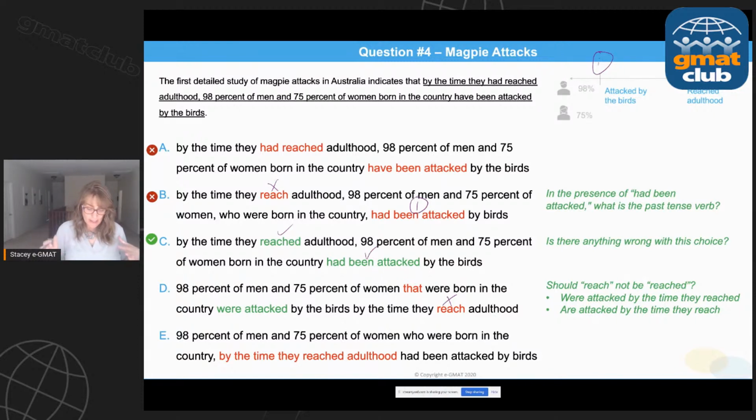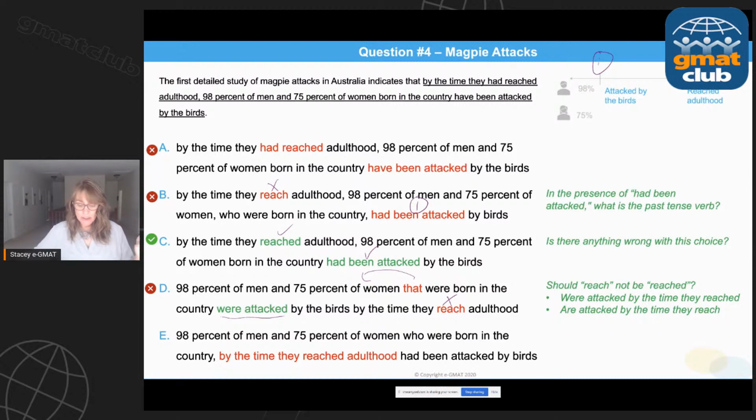So we have "were attacked" working fine, but the use of "that" here is problematic because "that" should not be referring to men and women. So we have an error that's not a verb tense error introduced, and we have "reach," which is not past tense, so we can reject on that ground. But "were attacked" is fine, okay? So we're going to reject D on those grounds, okay?